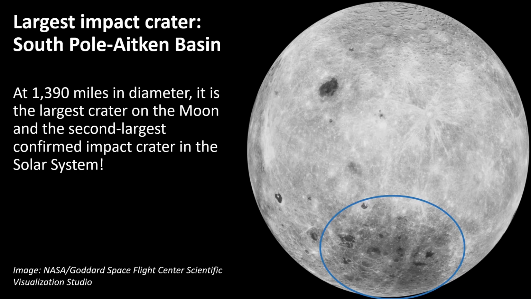The largest impact crater on the far side is at the South Pole in the Aitken Basin. At 1,390 miles in diameter, it is the largest crater on the Moon and the second largest confirmed impact crater in the solar system.